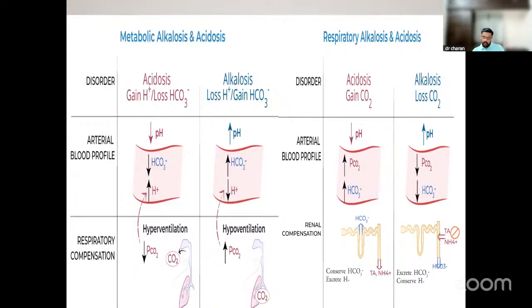So in metabolic problems, what happens in acidosis is that pH is decreased, and it is predominantly because of a decrease in bicarbonate.